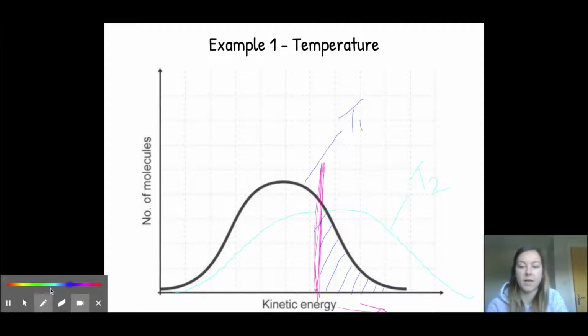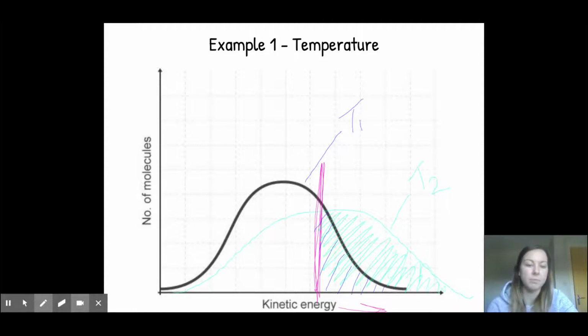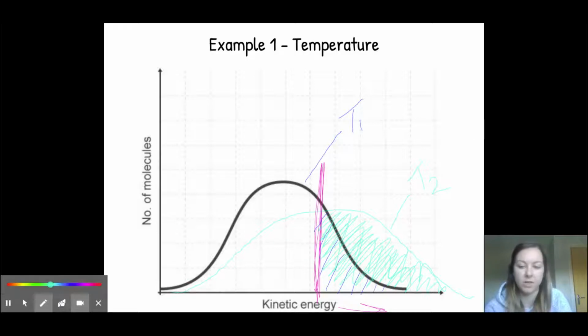Whereas if we look at our higher temperature curve, which is this one here, we have all of this area. All of that area represents a much, much larger number of molecules that have the sufficient kinetic energy to collide successfully. So that is how temperature affects this distribution here regarding the activation energy.